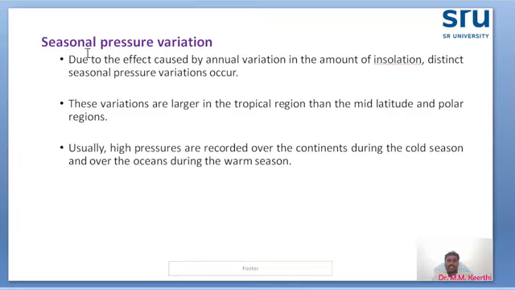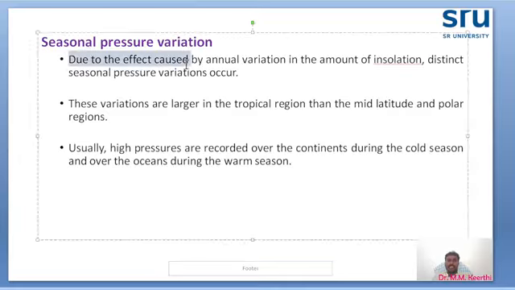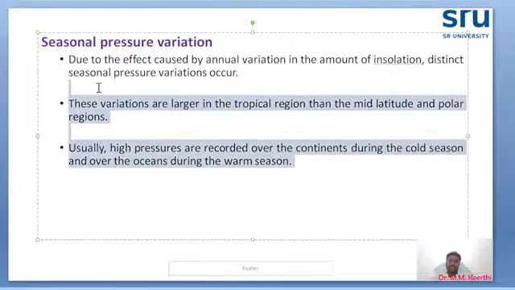Next, seasonal variation. Pressure variation is due to the annual variation in the amount of insolation. This variation is larger in the tropical region than in the middle latitude and polar regions. Usually, high pressure is recorded over the continent during the cold season, and over the ocean during the warm season.